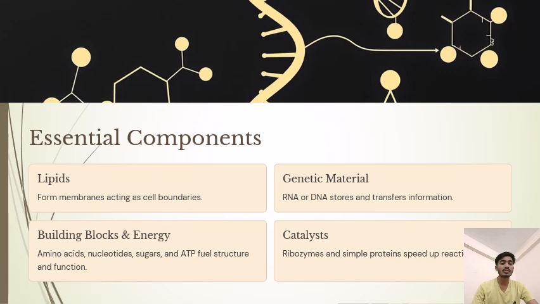Other contexts where essential components are crucial include engineering. Components like sensors, actuators, and control systems. Biology. Components like cells, tissues, and organs. Project management. Components like scope, schedule, and budget.